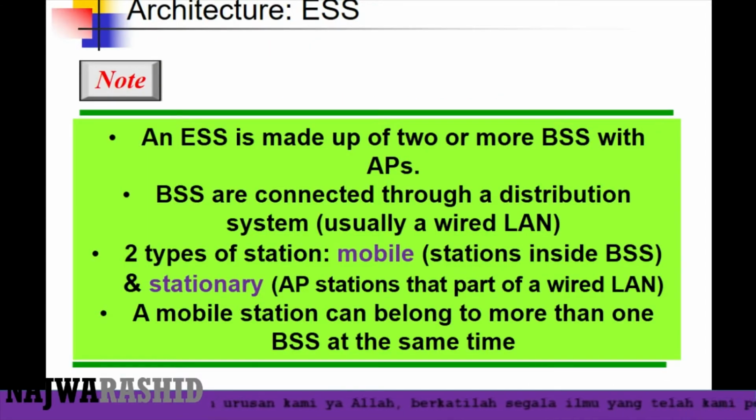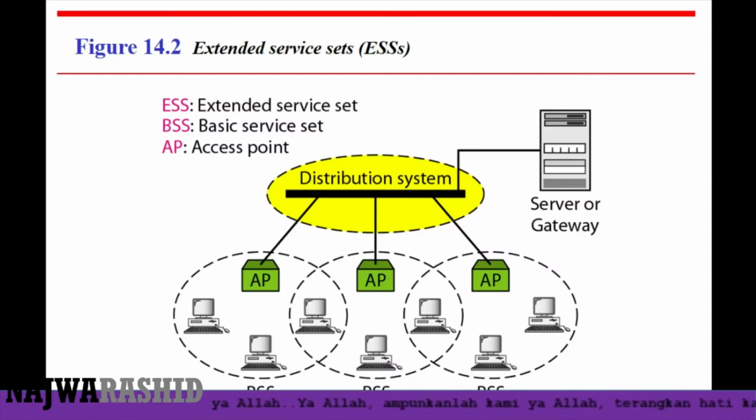Okay, the next one we have the ESS. An ESS is made up of 2 or more BSS with AP. So the BSS are connected through a distribution system. Usually we use the wireless LAN, and there are 2 types of station: the mobile station inside the BSS, and the stationary AP station that is part of the wired LAN. A mobile station can belong to more than one BSS at the same time. So this is the ESS, extended service set.